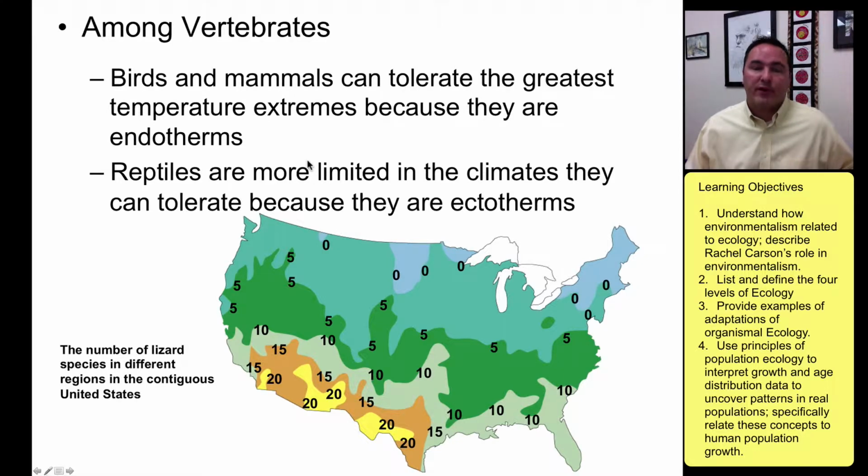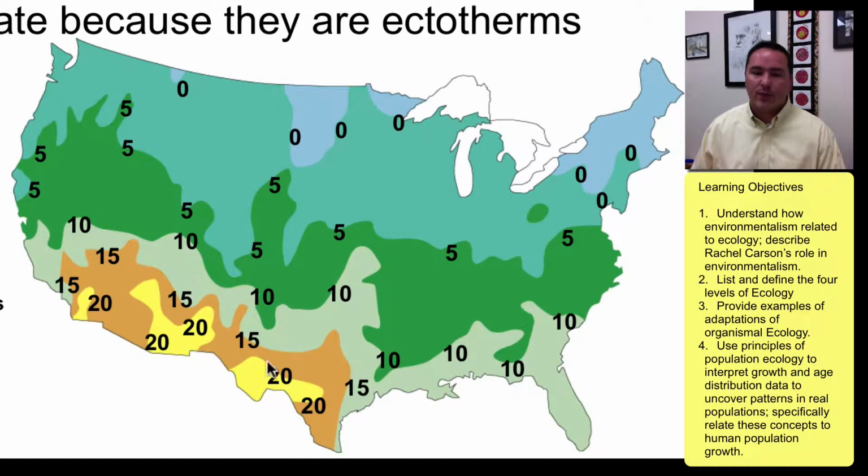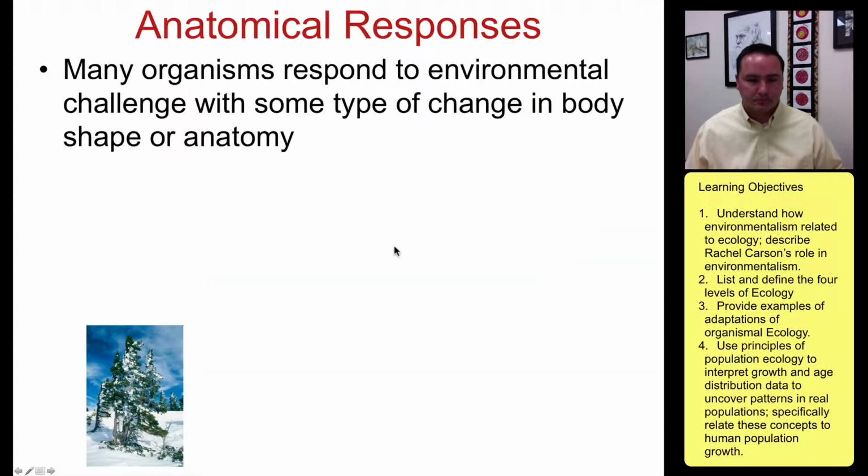Consider vertebrates that don't have the ability to change their own body temperature, so the environment has to change it, like lizards. There are lots of lizards that live in the Southwest and almost no lizards living in the northern part of the United States, where it's really, really cold.